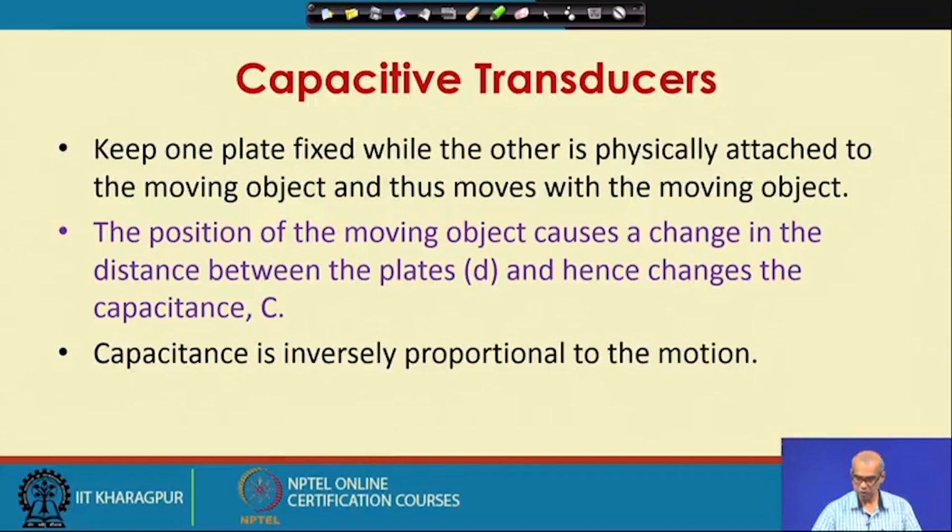Capacitance is inversely proportional to the motion. Note that capacitance is inversely proportional to the distance between the two plates, and the distance between these two plates is determined by the displacement or the motion of the moving object. So, that is why we write capacitance is inversely proportional to the motion.